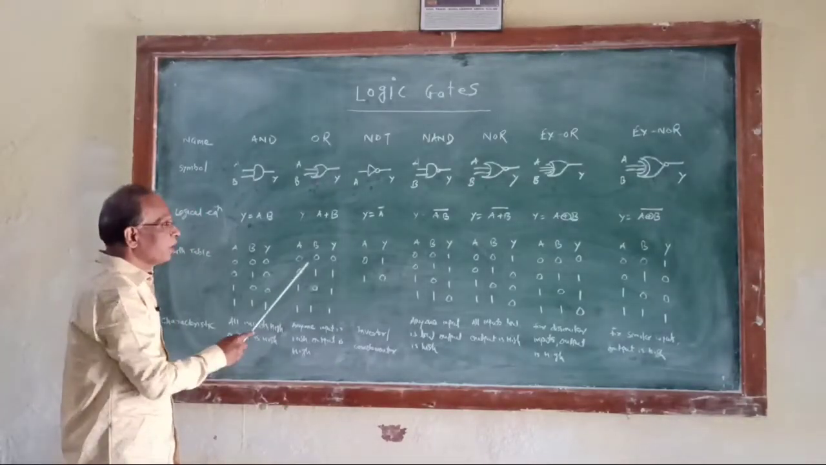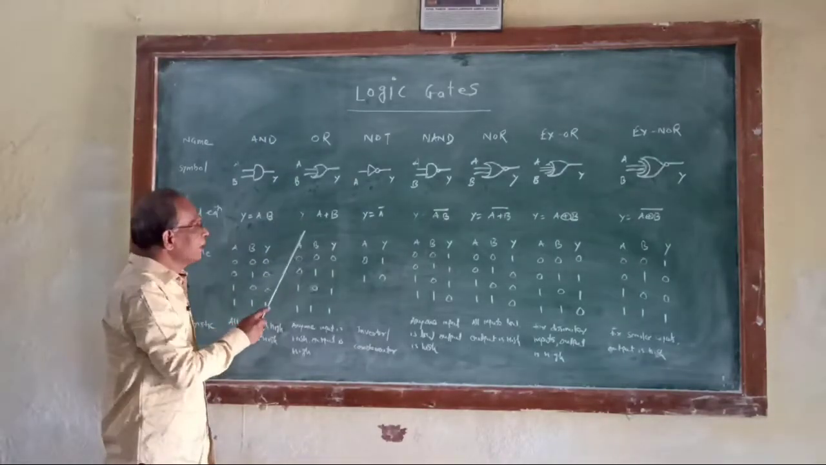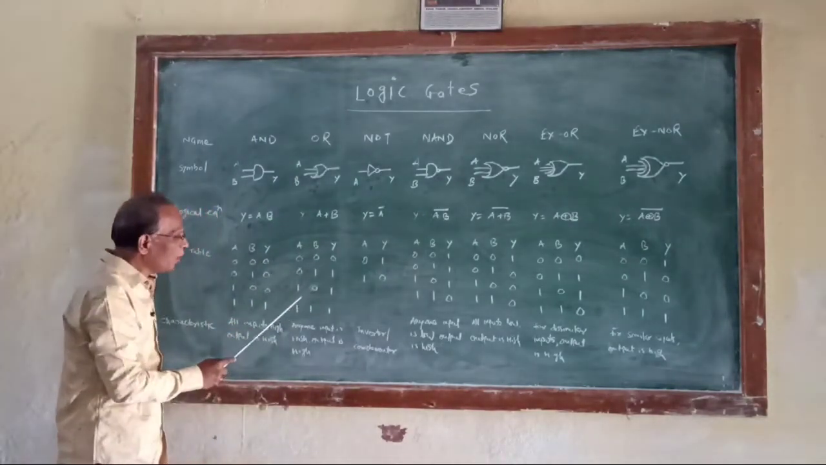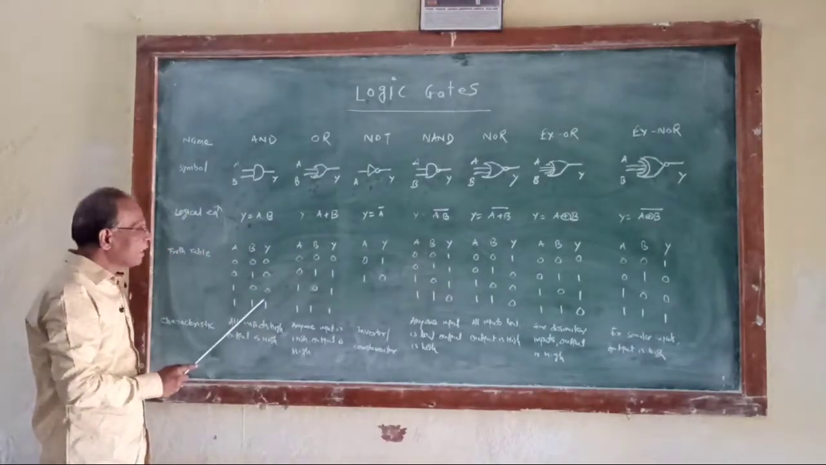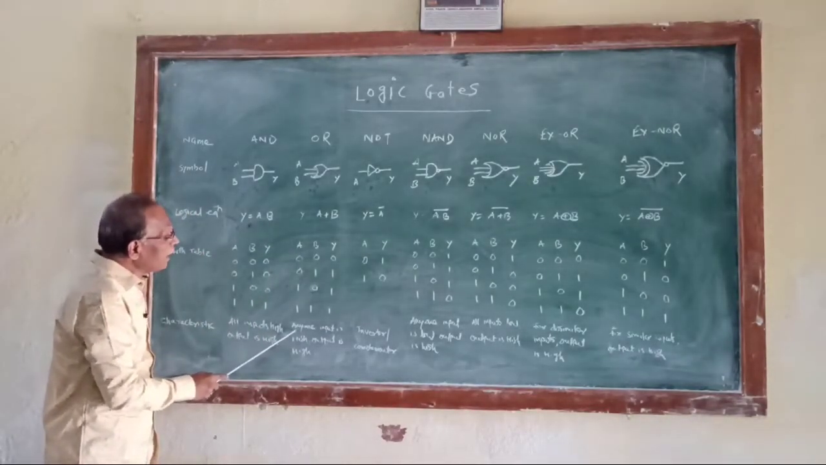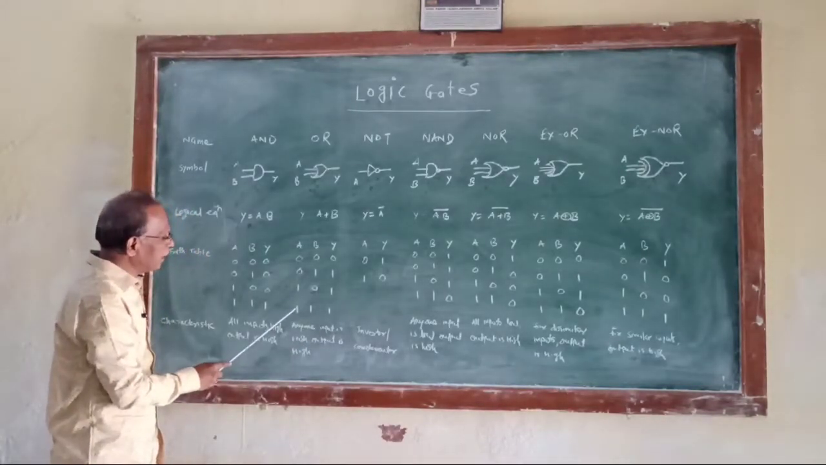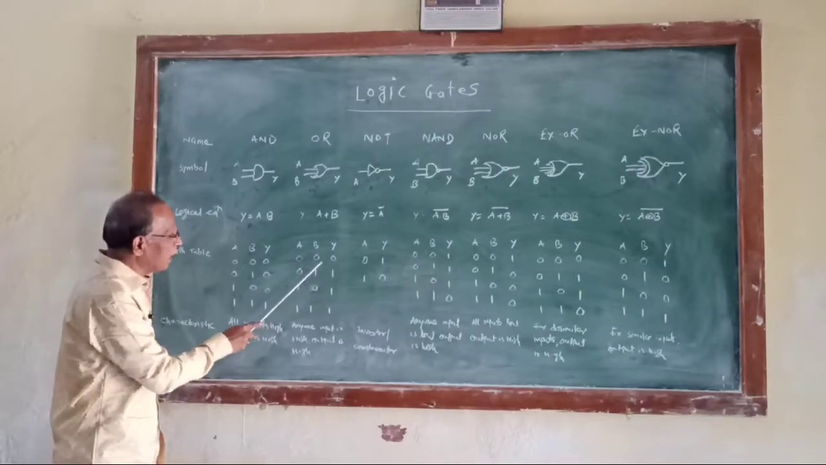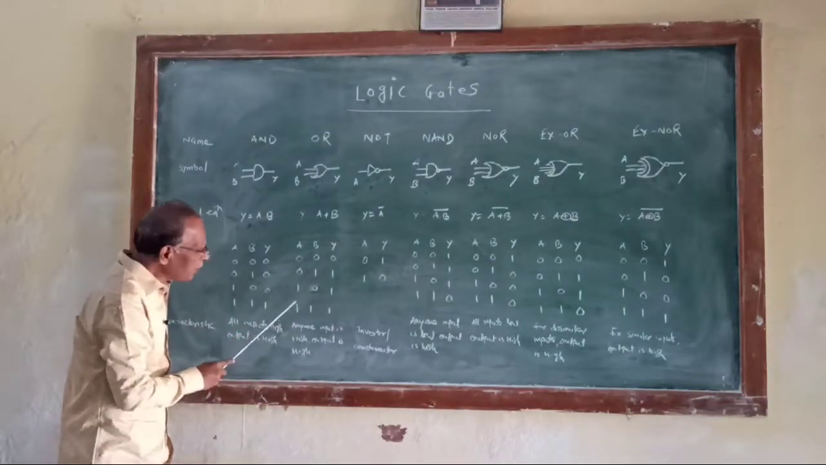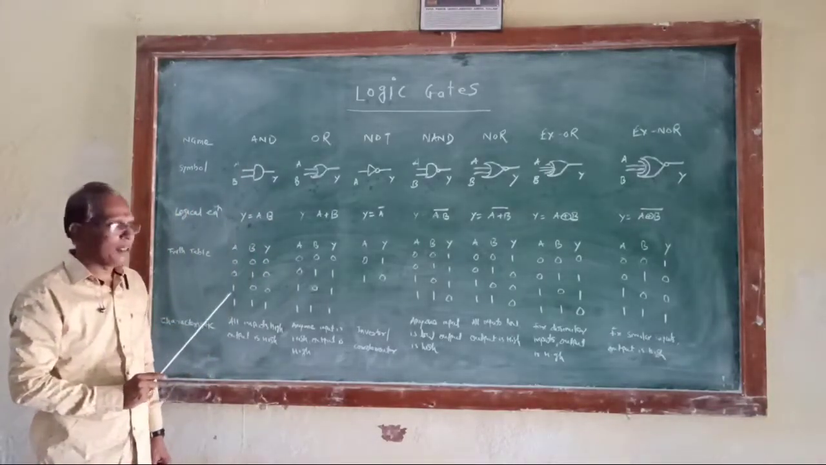So this truth table proves the logical equation of this OR gate, that is Y is equal to A plus B. And from this truth table we can get the important characteristic of this OR gate: if any one input is high, then the output is high. You can see here the output is high, here the output is high, here the output is high. So that is the important characteristic of the OR gate.